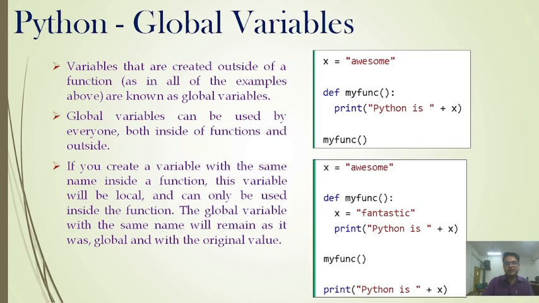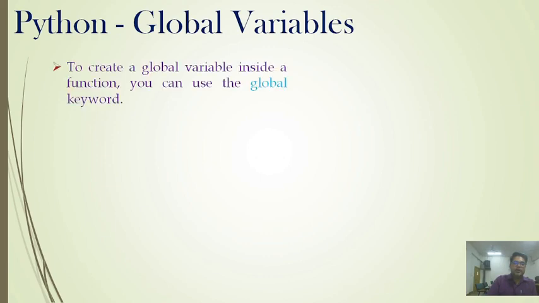So you can see that I have written x equals awesome as a global. Then I have created a function, and inside that function I am again using the same variable but with a different value. In the previous one I used awesome, and in the next one I used fantastic. So here you can see, if you call my function, it will give you Python is fantastic, and outside that function if you use the print function again and call x, it will give you awesome, which we have given previously. So this is the concept of global and local.